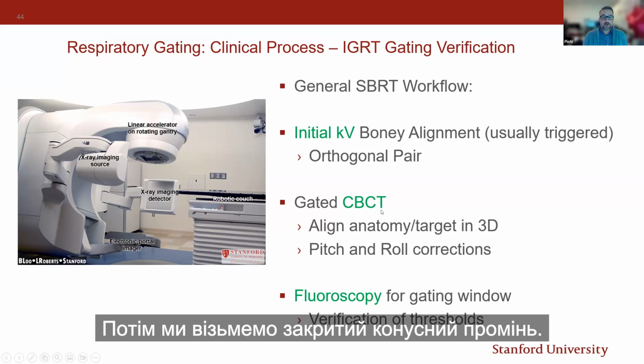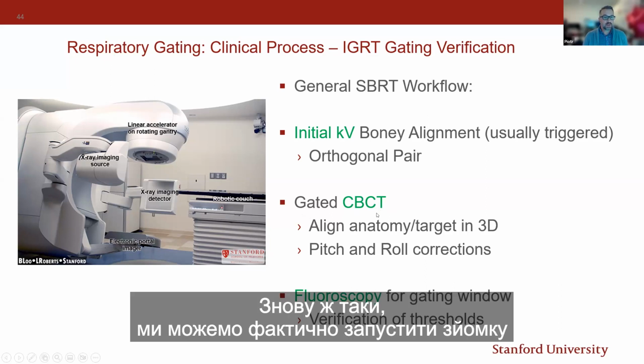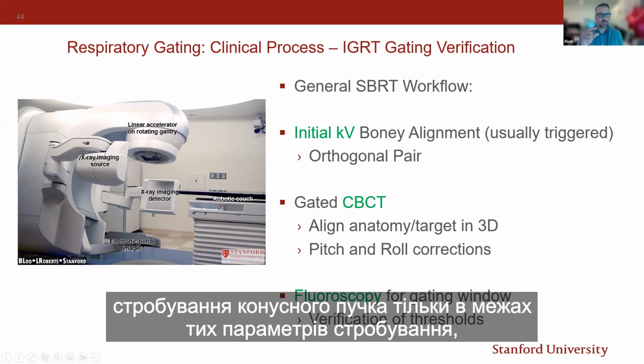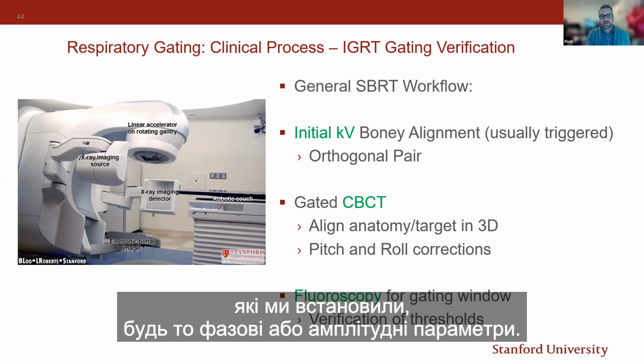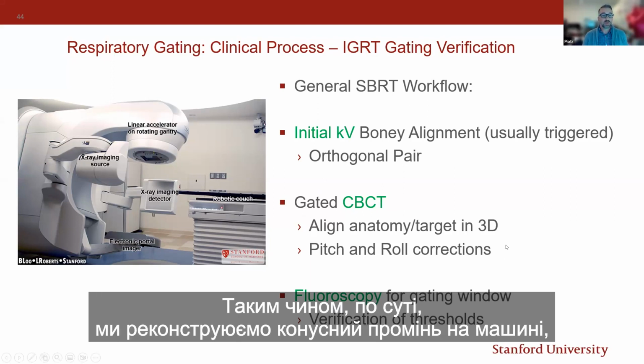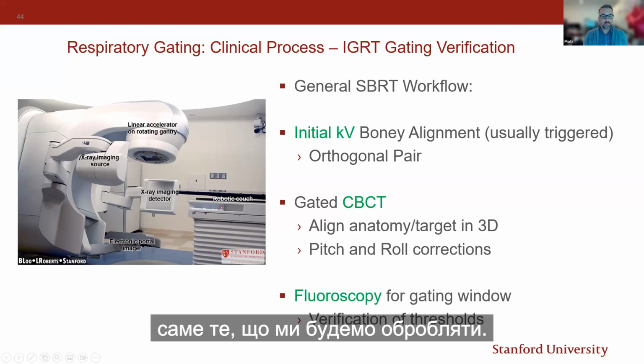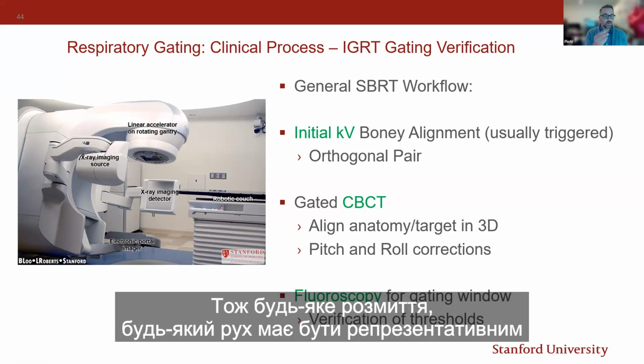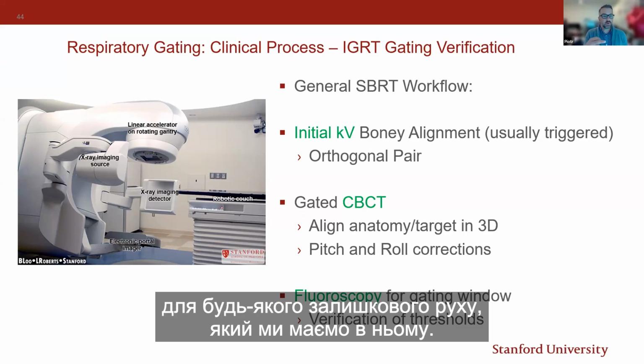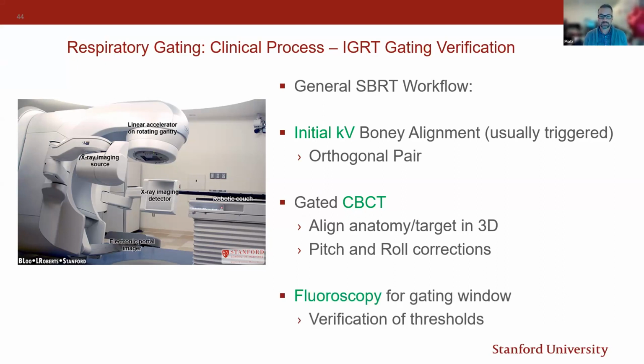We'll then take a gated cone beam. Again, we can trigger the acquisition of the cone beam to be only within whatever gating parameters we set, whether phase-based or amplitude-based. Essentially, we'll reconstruct a cone beam on the machine of exactly what we would be treating. So any blurring or motion should be representative of the residual motion that we have within that machine.